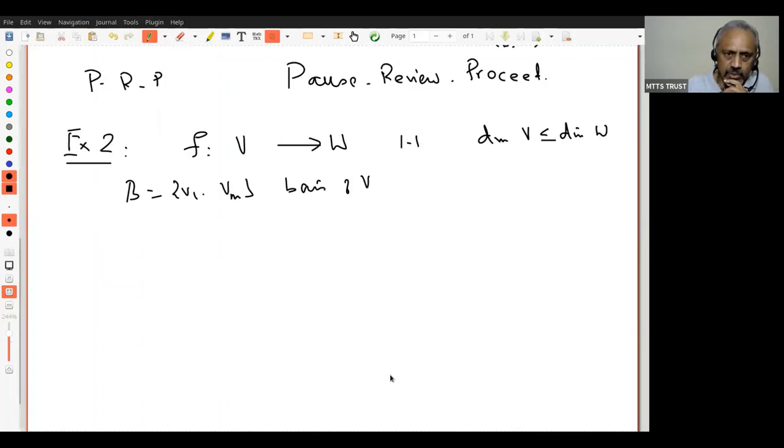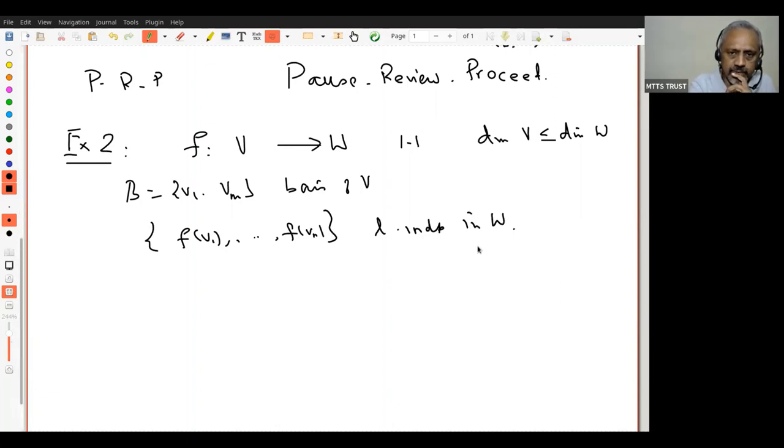Now since this is 1-1, let us look at the set F of V1 to F of Vm. That's going to be linearly independent in W, right? Therefore, I can say this is M, sorry, not N. Linearly independent. Now let us call these M and N. Then I can extend it to a basis of W, that we know, right? So I can add some vectors F of V1, F of Vm, Wm+1, etc., Wn.